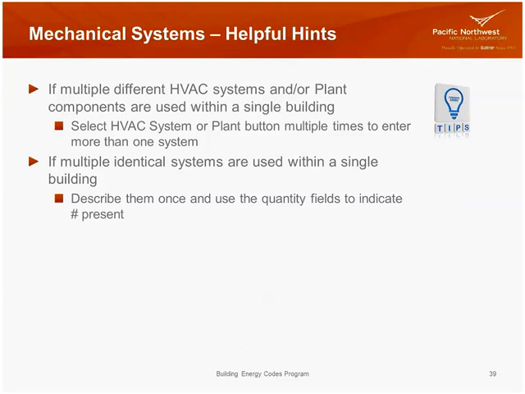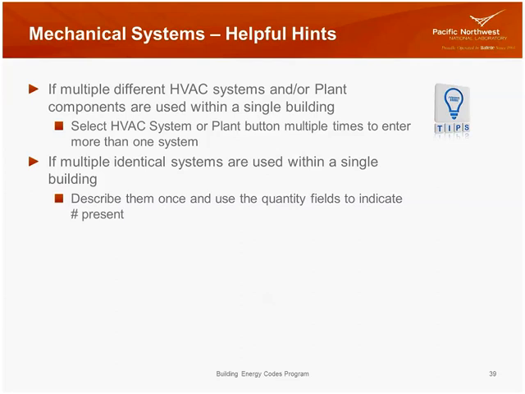So some helpful hints on each one of these: the HVAC system, the plant, and service water heating. If you have different HVAC systems and or plants, for example, I have 2 different boilers under my plant, then you have to click on that plant button more than once to enter that additional, different boiler. Same as within HVAC system. If I have more than one packaged rooftop unit, I have to click on that HVAC system button more than once. It's actually a dialog that I'll show you how you can enter another system.